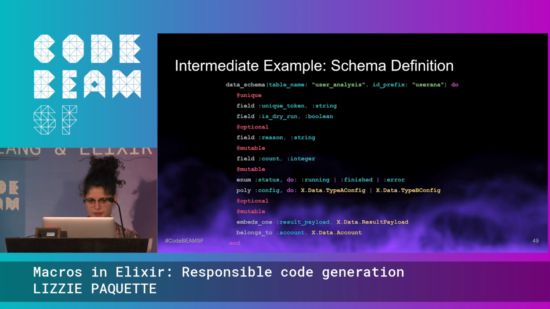This is what we came up with. You can annotate your fields. So instead of having to write a whole separate part to say a field is unique, or to write a whole validation to say this field is mutable versus immutable, you can just tag it, and everything will be generated for you.